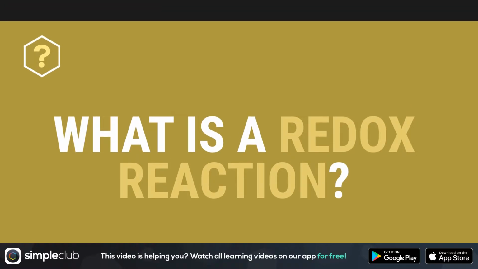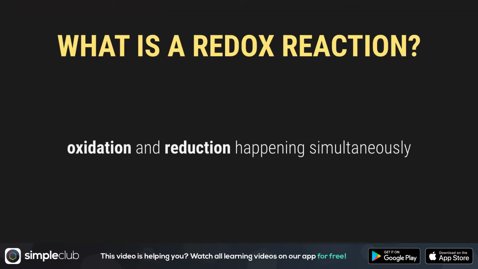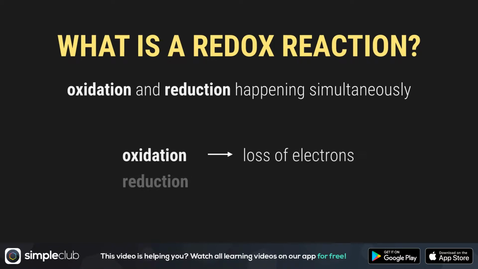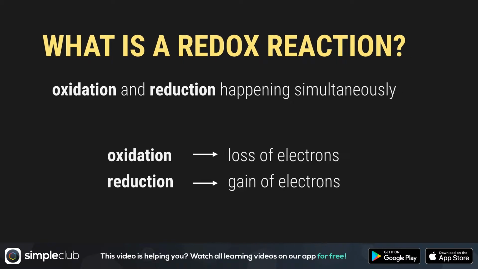It's really simple actually. A redox reaction is a reaction that involves both oxidation and reduction, and the two processes just happen simultaneously. Oxidation refers only to reactions where electrons are lost, and reduction refers to reactions where electrons are gained. So what does one of these redox reactions actually look like? Well, let's go ahead and take a look at an example of one.